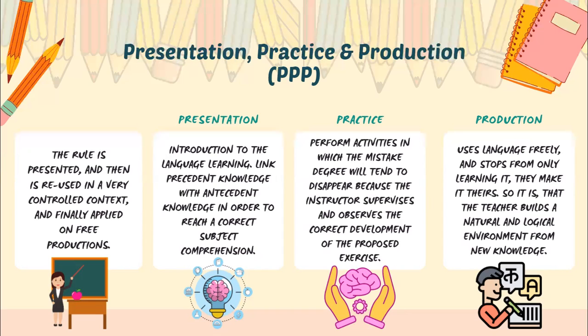And well, in this section, the teacher must link the presented knowledge with antecedent knowledge in order to reach a correct subject comprehension. Pretty much the point right here is to link the previous knowledge that the students have and get it together to the new topic. The practice refers to the process that enables the progress from the earliest stage until the last one. Over this section, the teacher watches that students perform activities in which the mistake degree will tend to disappear because the instructor supervises and observes the correct developing of the proposed exercise.